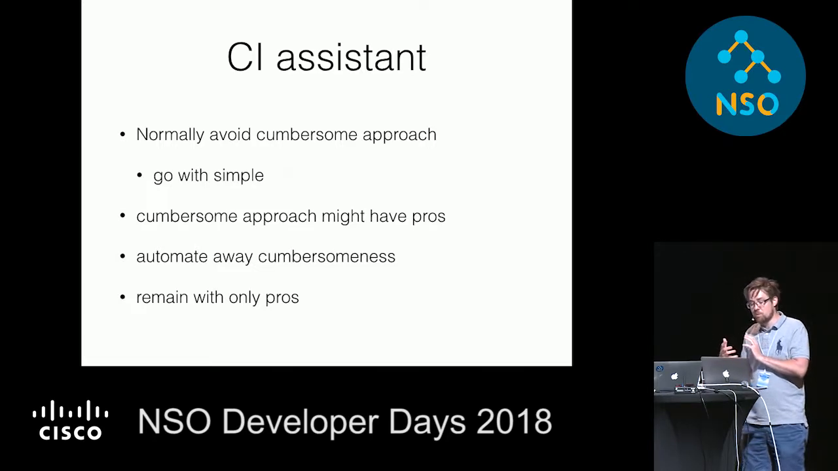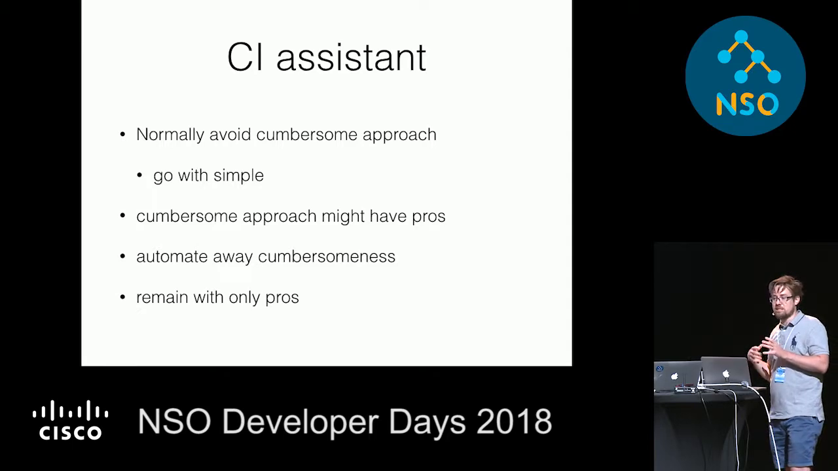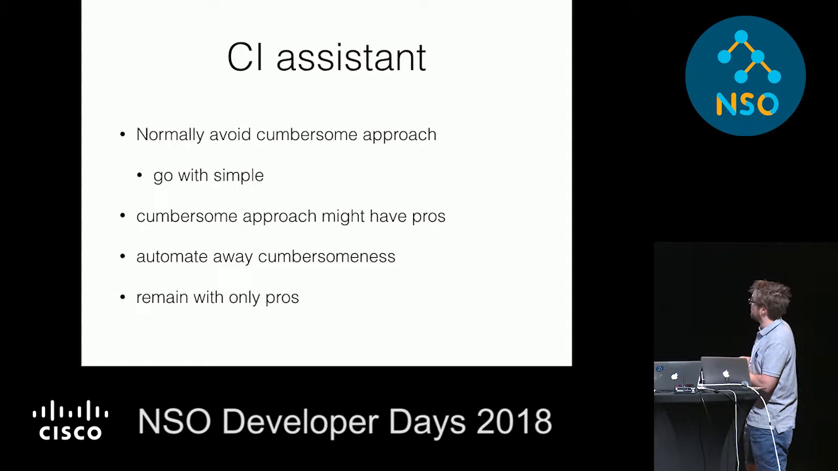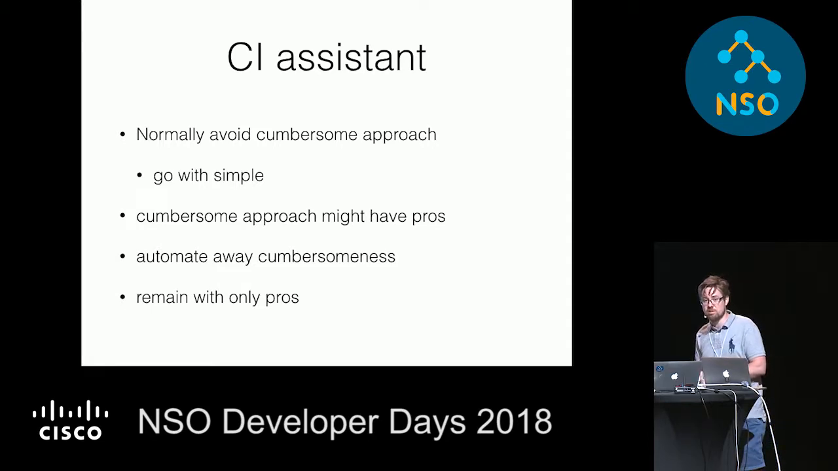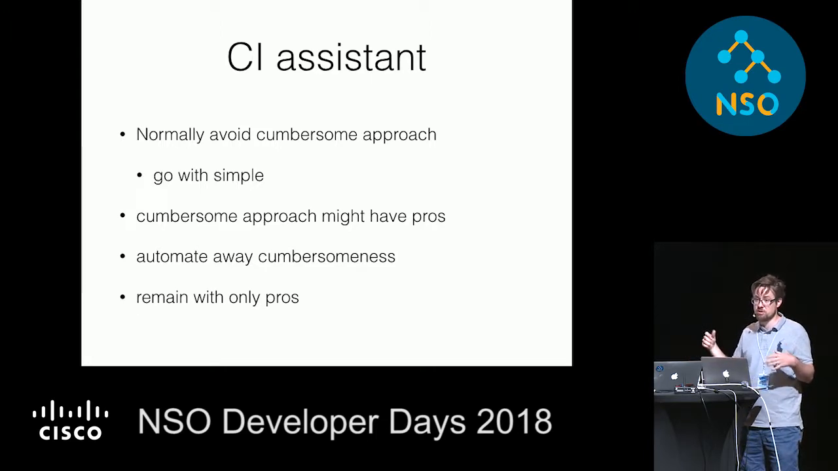Just looking at that, what we do here is, if you have a couple of alternatives, different ways of solving something, you typically go with the simple approach. But by using CI as your sort of robot or assistant, you can actually take the sort of cumbersome approach, but automate away the cumbersomeness of that and remain with just the pros, which is what I think we've done here. And I mean, I'm sure you can identify other things in your development process where you can do similar things, right? So just having this as a sort of a generic tool. I'm just showing a couple of examples of what we've done, right?